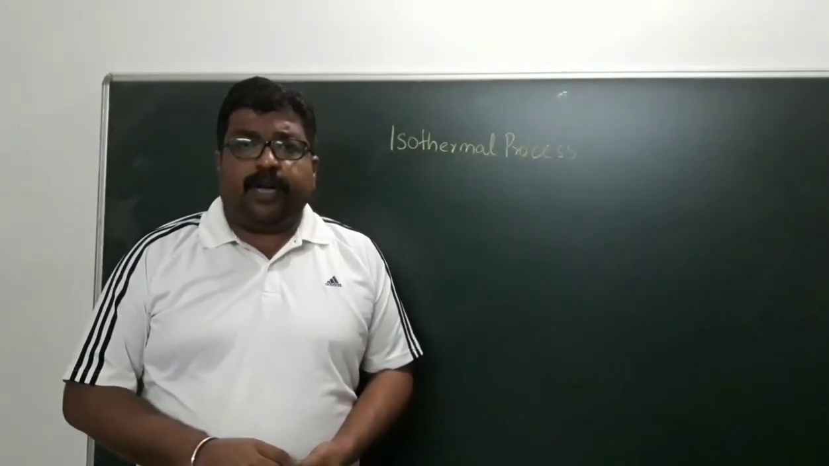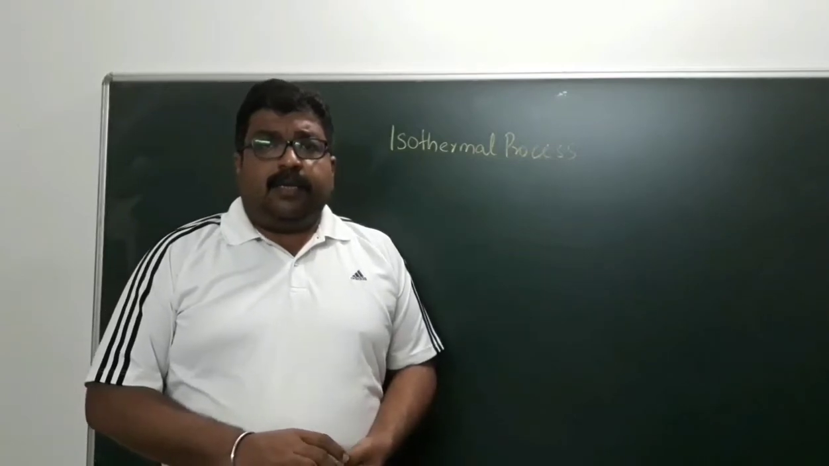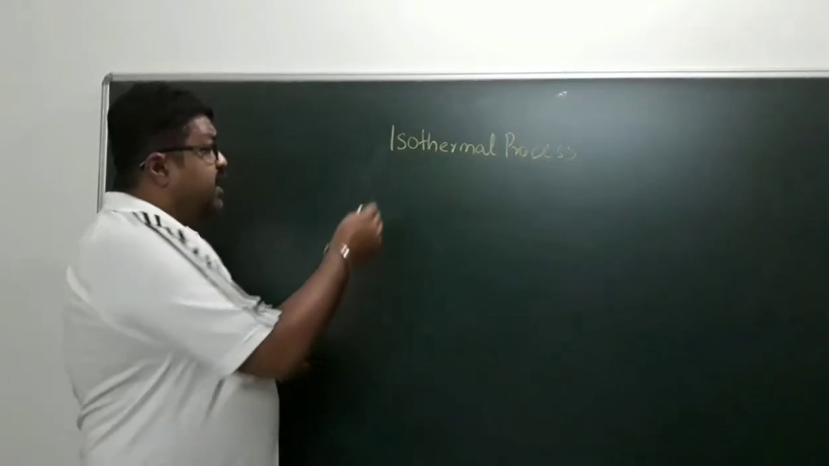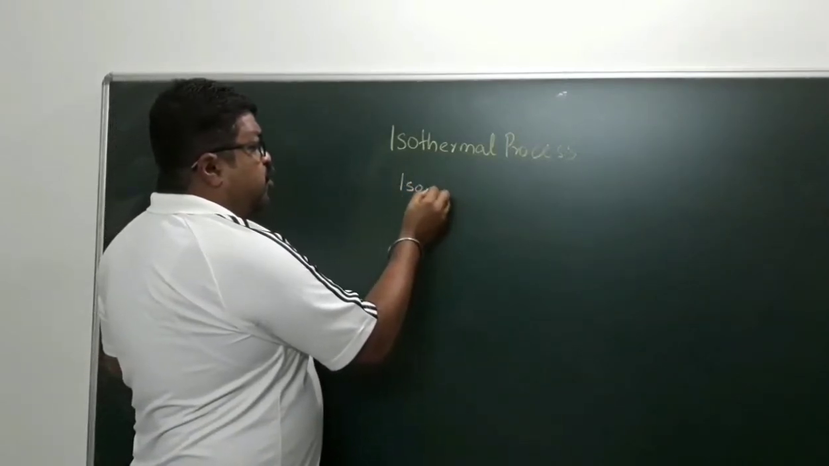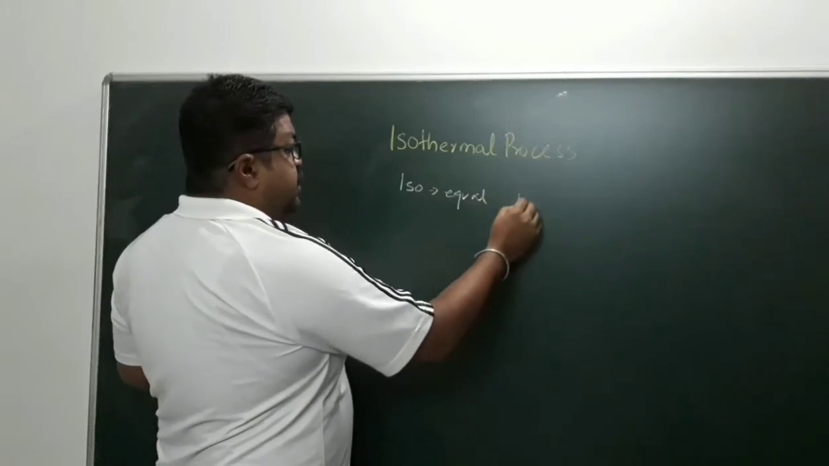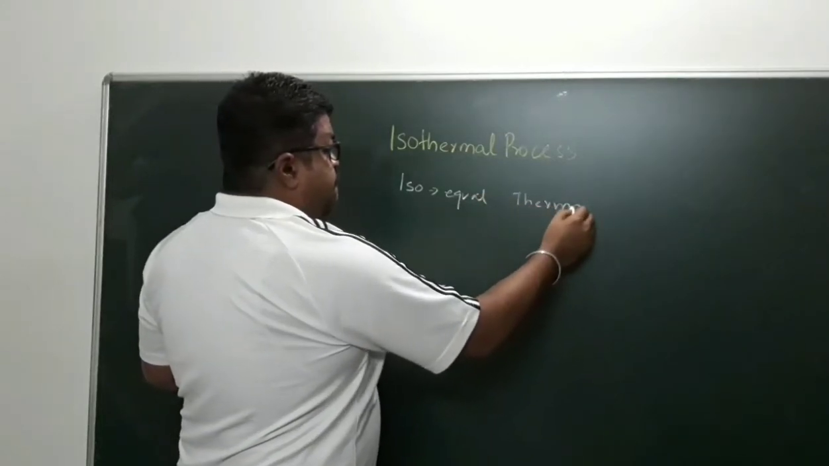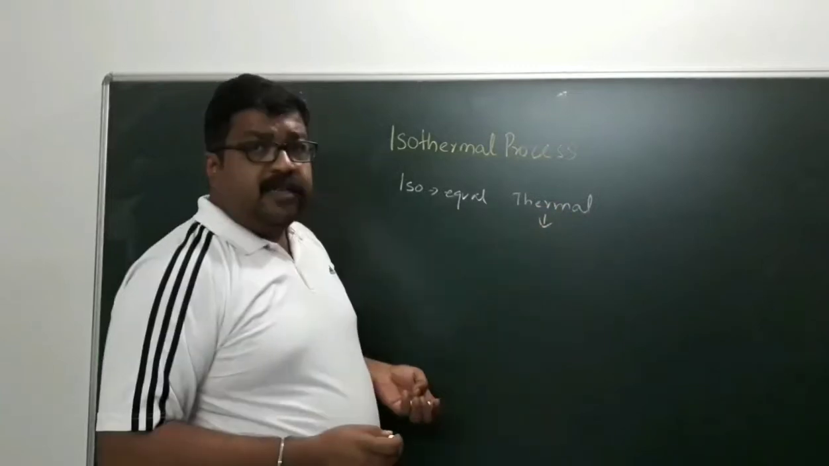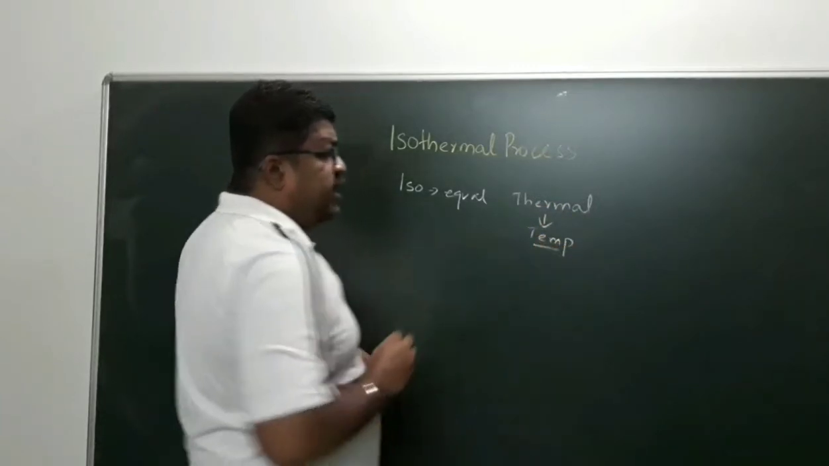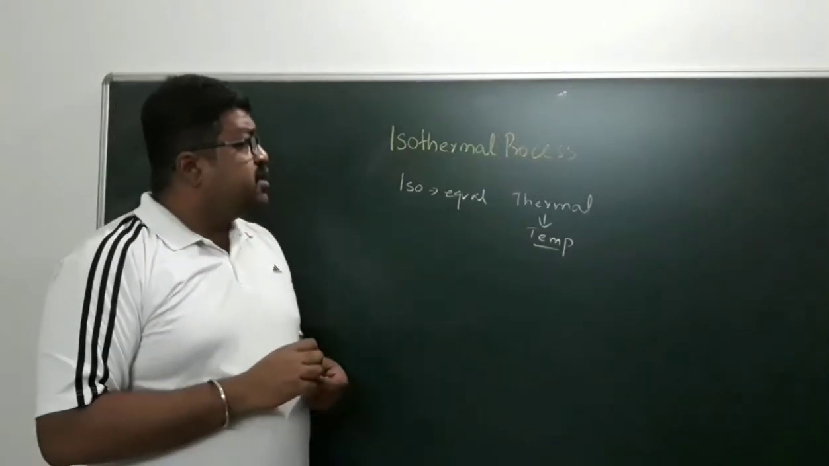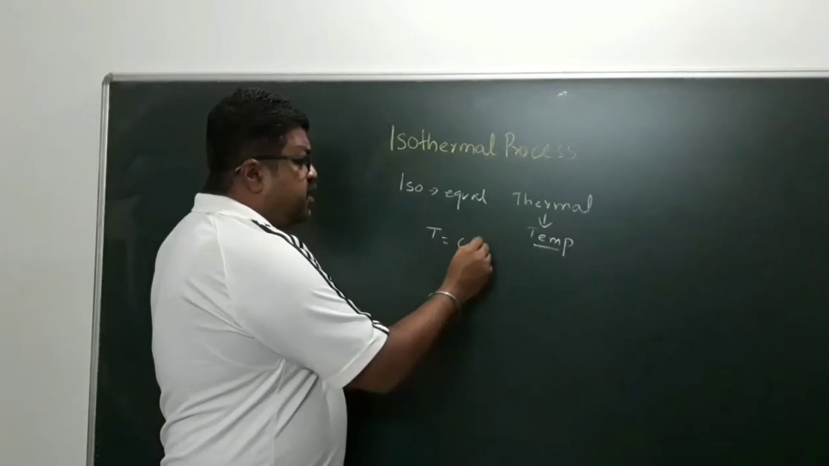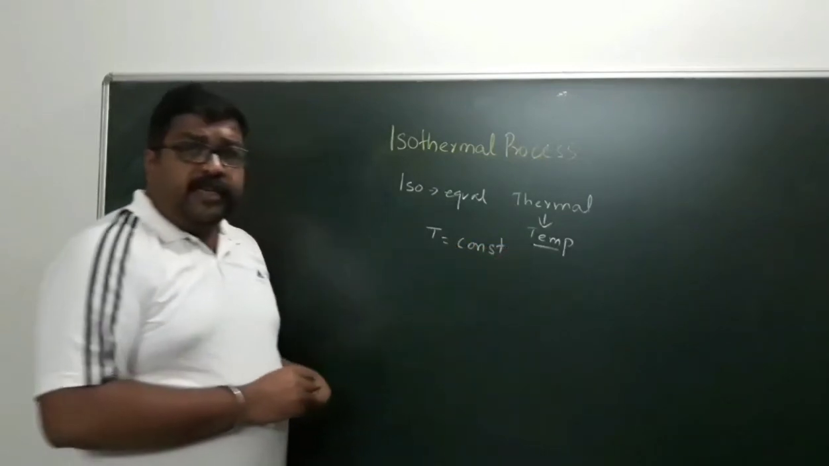Now in this video I am going to explain the term isothermal process. Now iso means equal and thermal, so this basically is associated with the term temperature. So an isothermal process is a process in which temperature is constant.